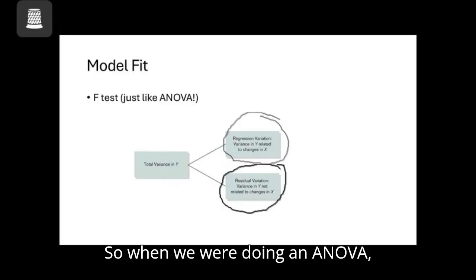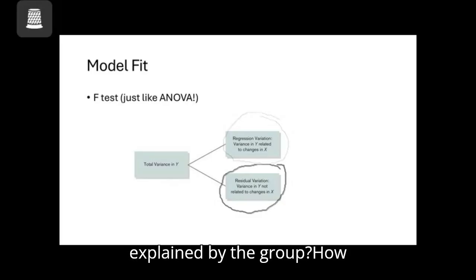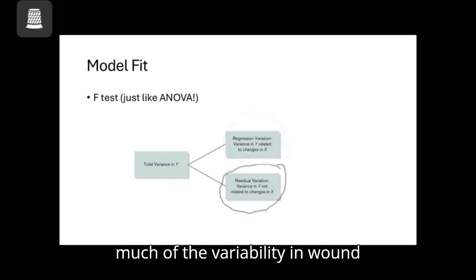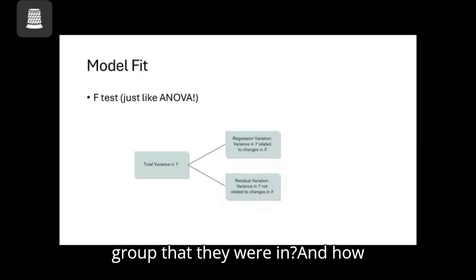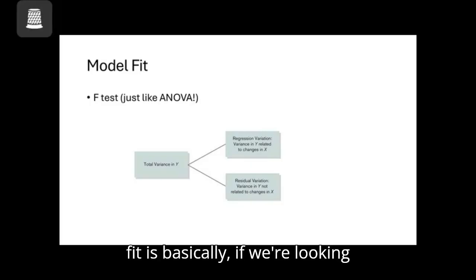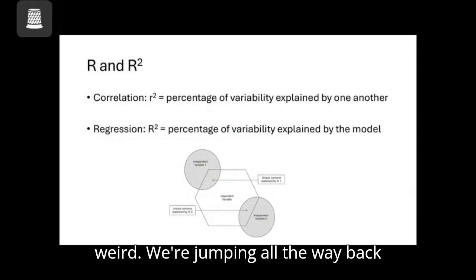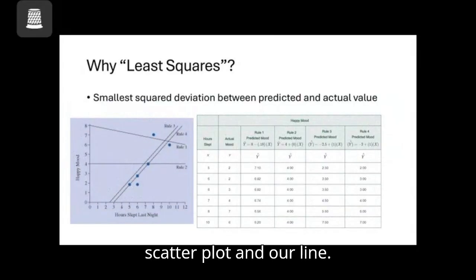So when we were doing an ANOVA, how much of the variability was explained by the group? How much of the variability in wound recovery was explained by the treatment group that they were in? And how much of the variability was still unexplained? Did we still have these individual differences? That model fit is basically, if we're looking back, jumping all the way back to our scatter plot and our line.